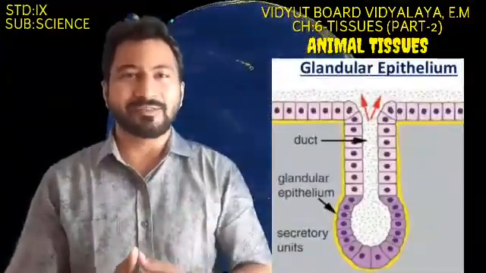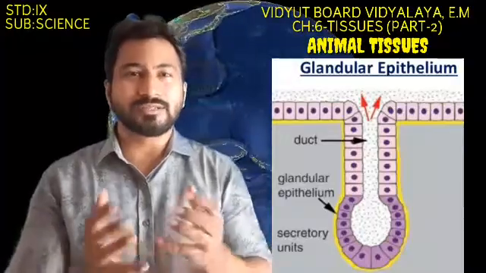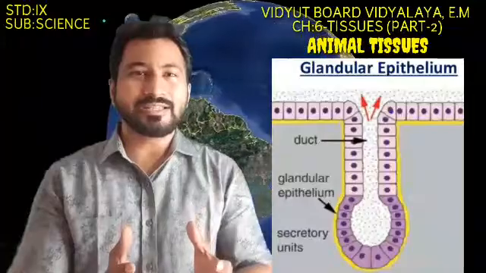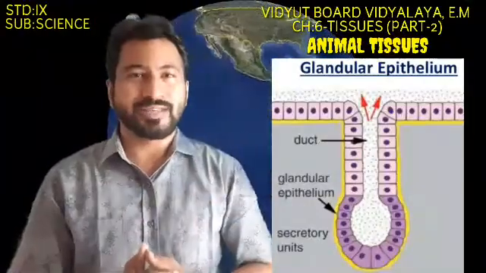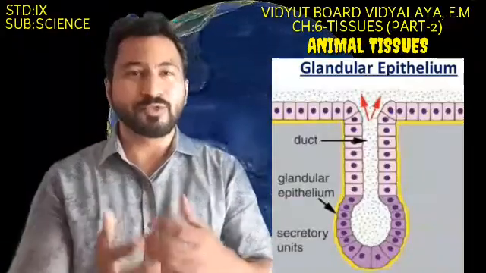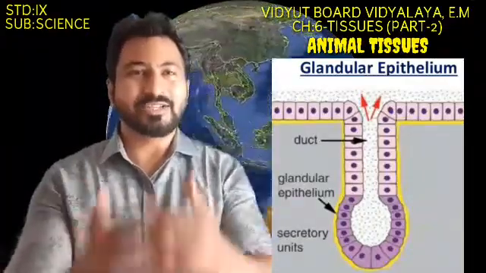From the name itself, this epithelium forms the typical gland. Now what is a gland? A gland means a bag-like structure which has the property of releasing some sort of juice, that is the secretion.